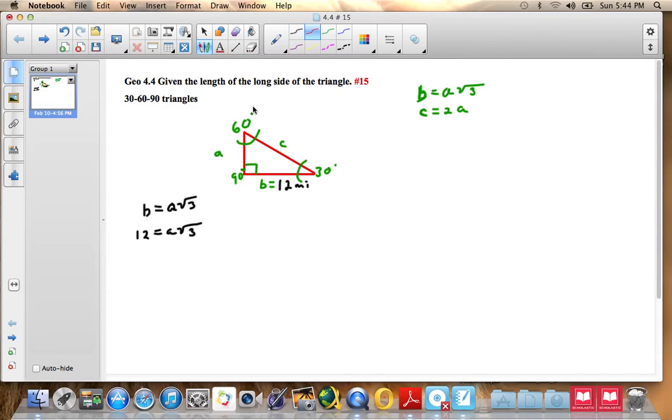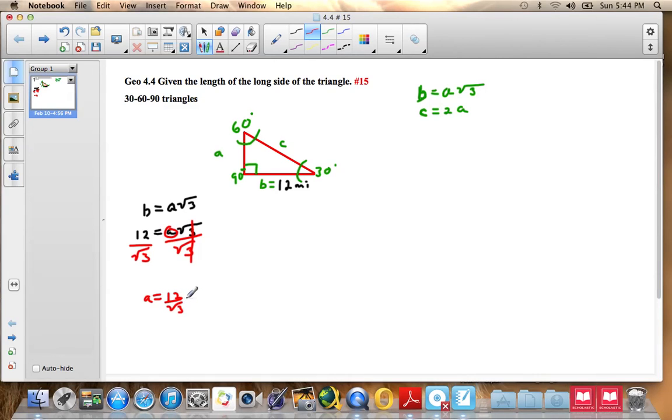Since I'm solving for A, I've got to get A by itself. So I'm going to divide out the square root of 3. And that cancels. So now I'm left with A equals 12 over the square root of 3.